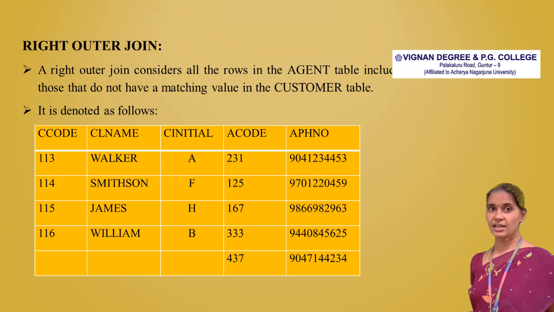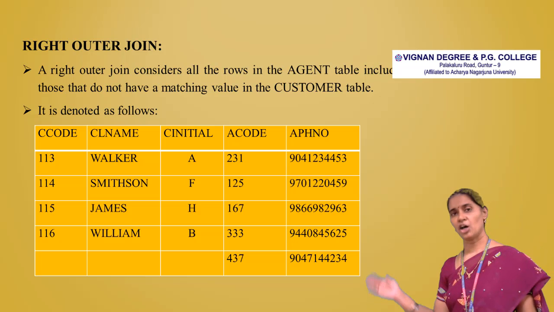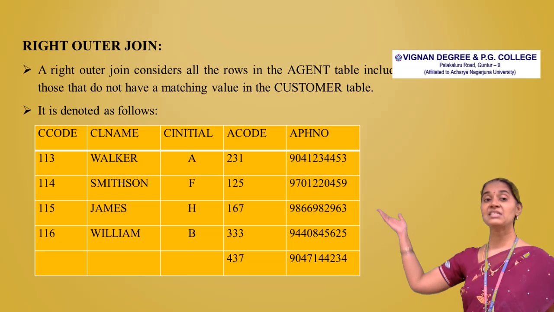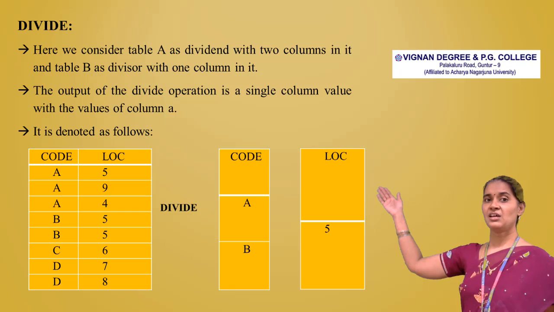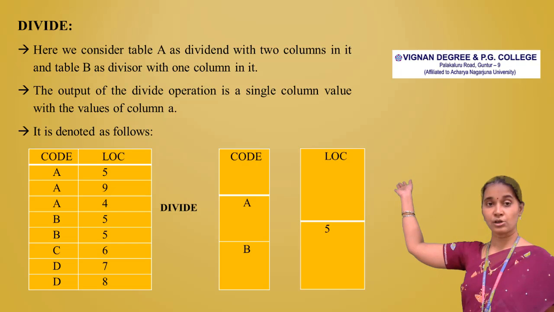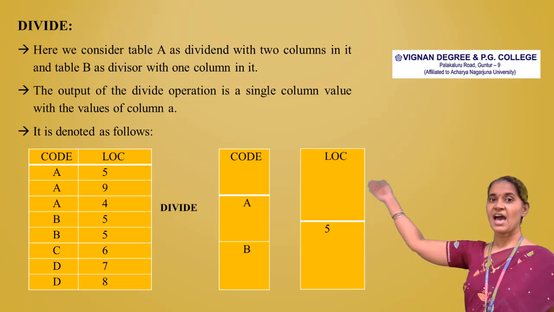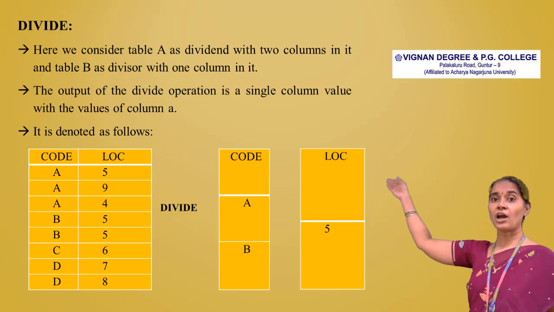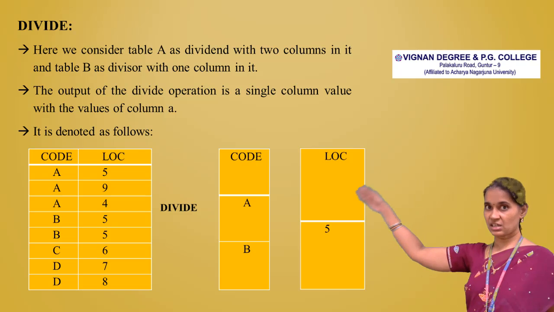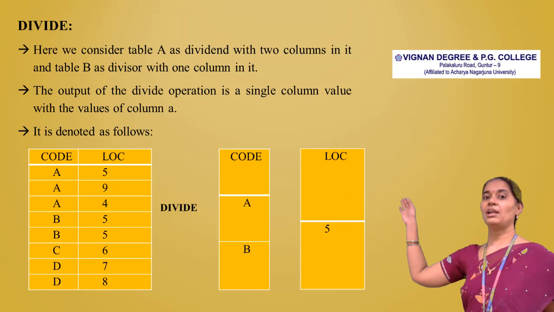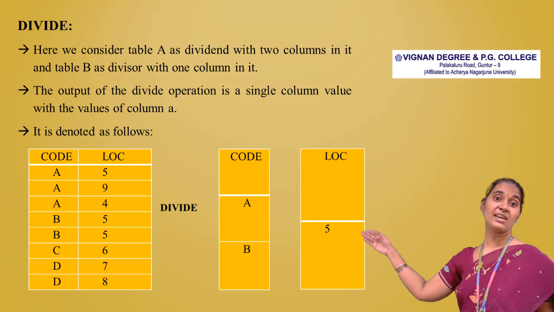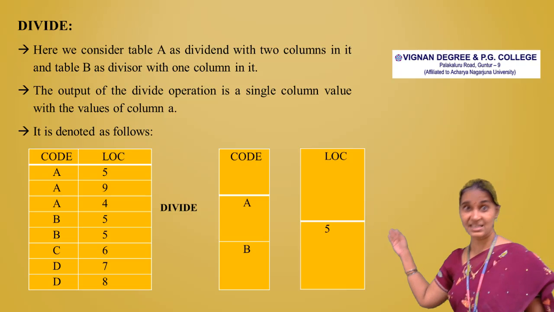This is about the right outer join, and with this almost all the set operators are concluded except one last one to be discussed, that is divide. Here we consider table A to be divided by table B. Table A is the dividend with two columns in it, and table B is the divisor with one column in it.